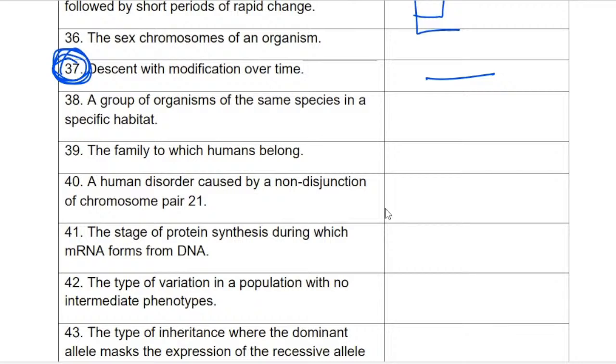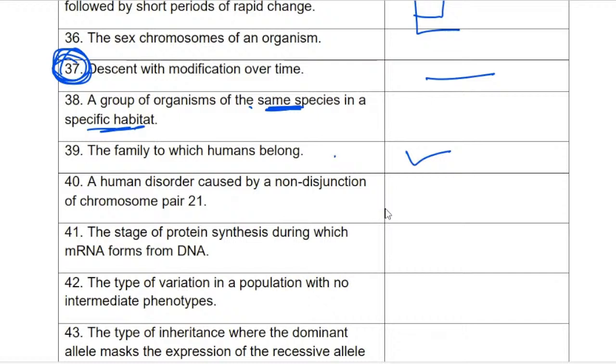A group of organisms of the same species in a specific habitat becomes a population. The family to which humans belong: Hominidae, not Homo sapiens, Hominidae. Human disorder caused by non-disjunction: Down syndrome.